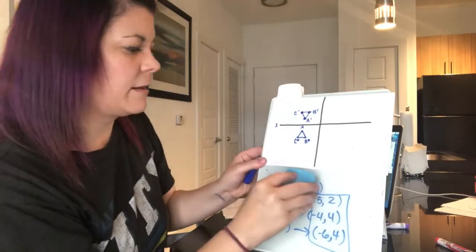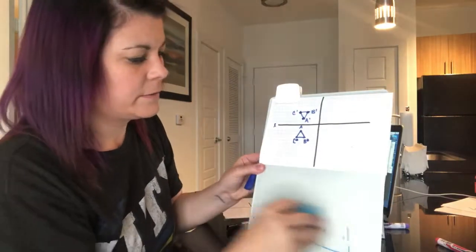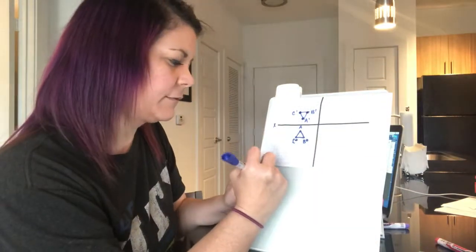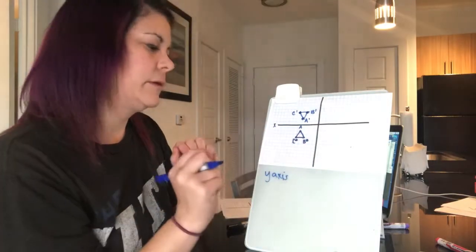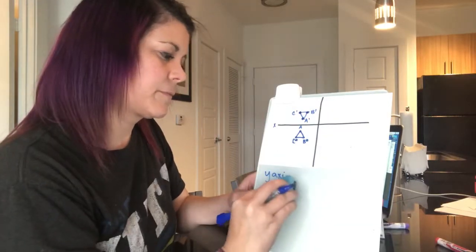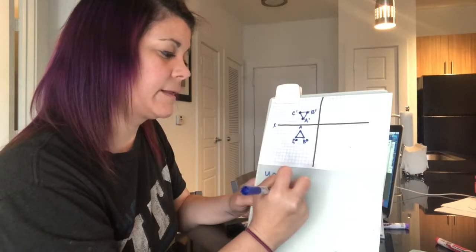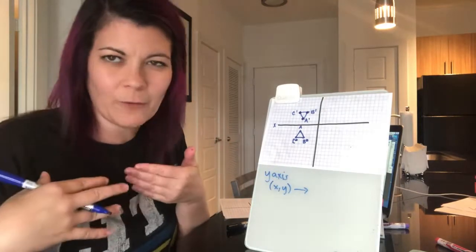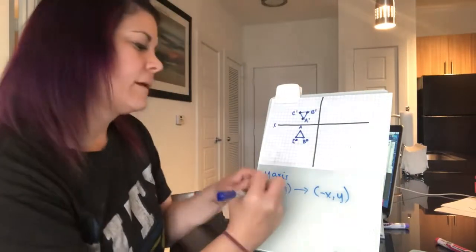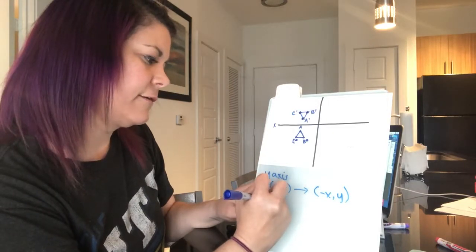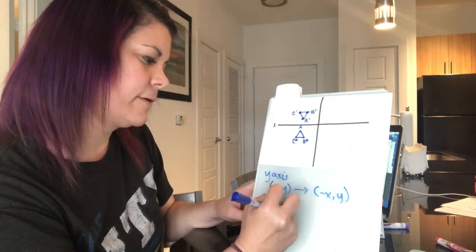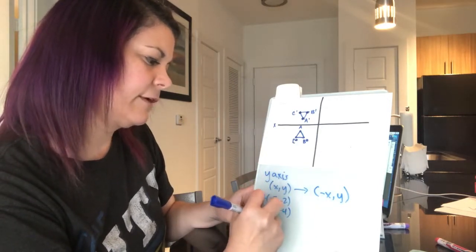Let's do the same thing and reflect the original image over the y-axis. Here is the rule. I bet you know it, because in the x-axis reflection the y changed. So if we're flipping over the y-axis, the x is going to change. The x becomes opposite, and the y stays the same. Again, A is (-5, -2), B was (-4, -4), and C was (-6, -4).